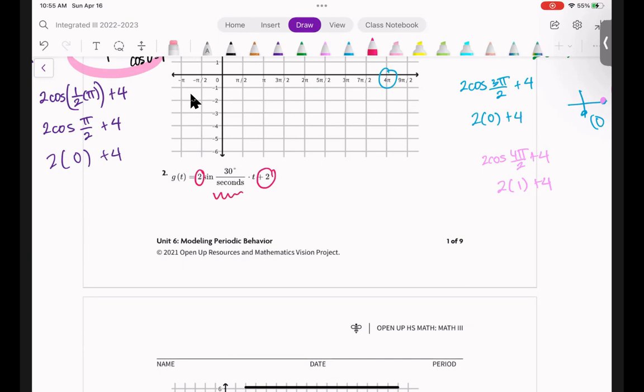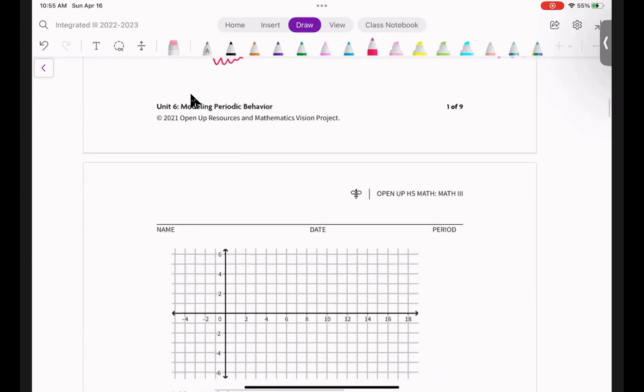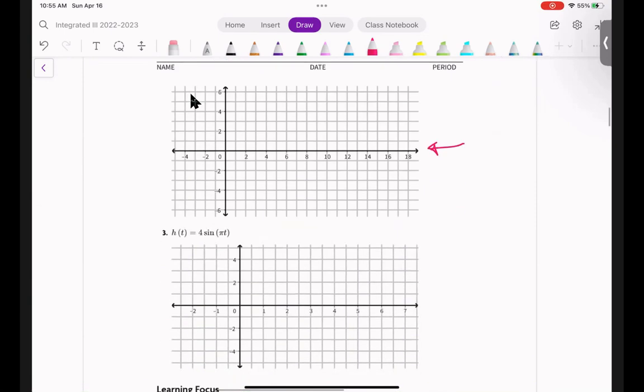And this one kind of looks funny because it says 30 degrees per second. And if you notice, because it says 30 degrees per second, our x-axis is not labeled in radians. It's labeled in numbers. Okay. So same thing goes down here.